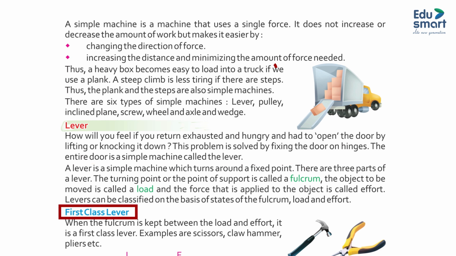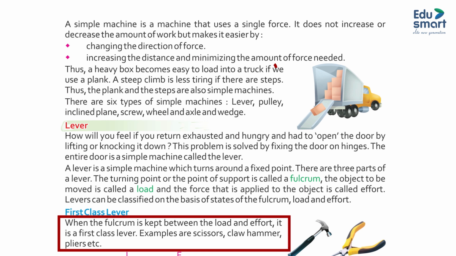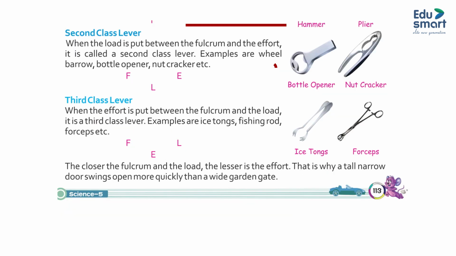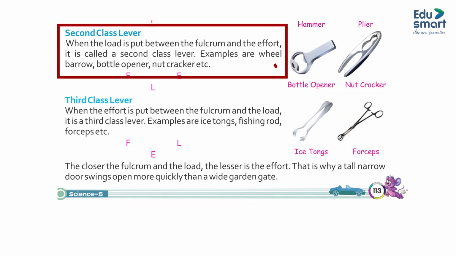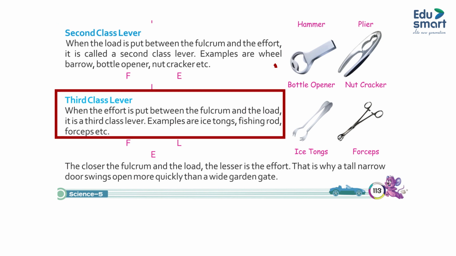First class lever. When the fulcrum is kept between the load and effort, it is a first class lever. Examples are scissors, claw hammer, pillars, etc. Second class lever. When the load is put between the fulcrum and the effort, it is called a second class lever. Examples are wheelbarrow, bottle opener, nutcracker, etc. Third class lever. When the effort is put between the fulcrum and the load, it is a third class lever. Examples are ice tongs, fishing rod, forceps, etc.